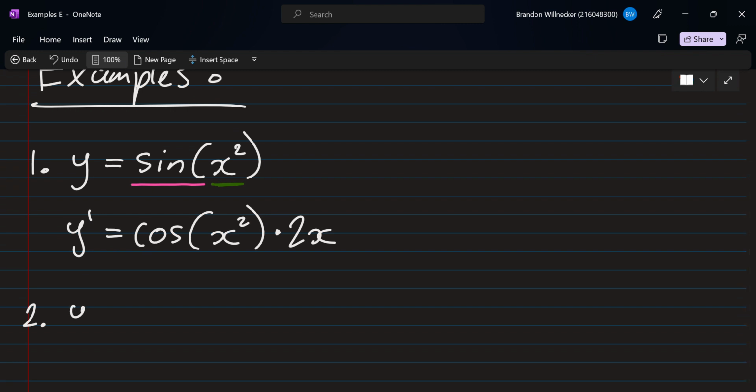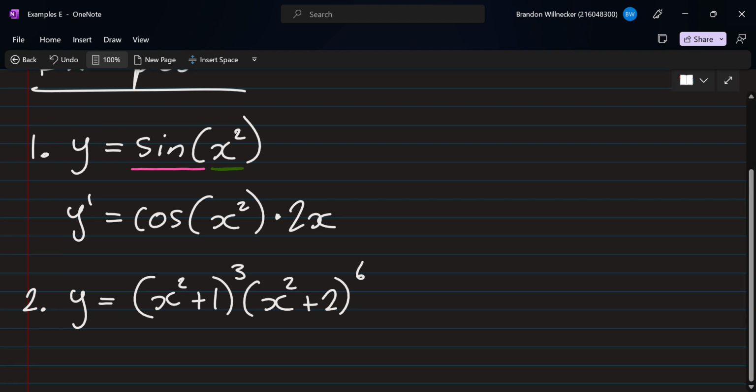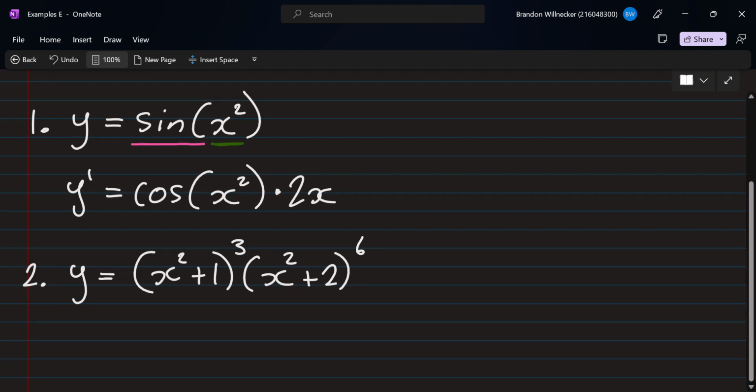Number 2, something a bit more complicated. We have x squared plus 1 cubed, x squared plus 2 to the 6. Okay, so we've got a combination of products and chain rule. So we have something cubed, that's the first part. We need to use the chain rule because we have an outside function as well as an inside function. And it's also being multiplied by something else, which also has an outside function and inside function. So we're going to have to use the product rule and the chain rule. But let's not do everything at once. Let's take it step by step.